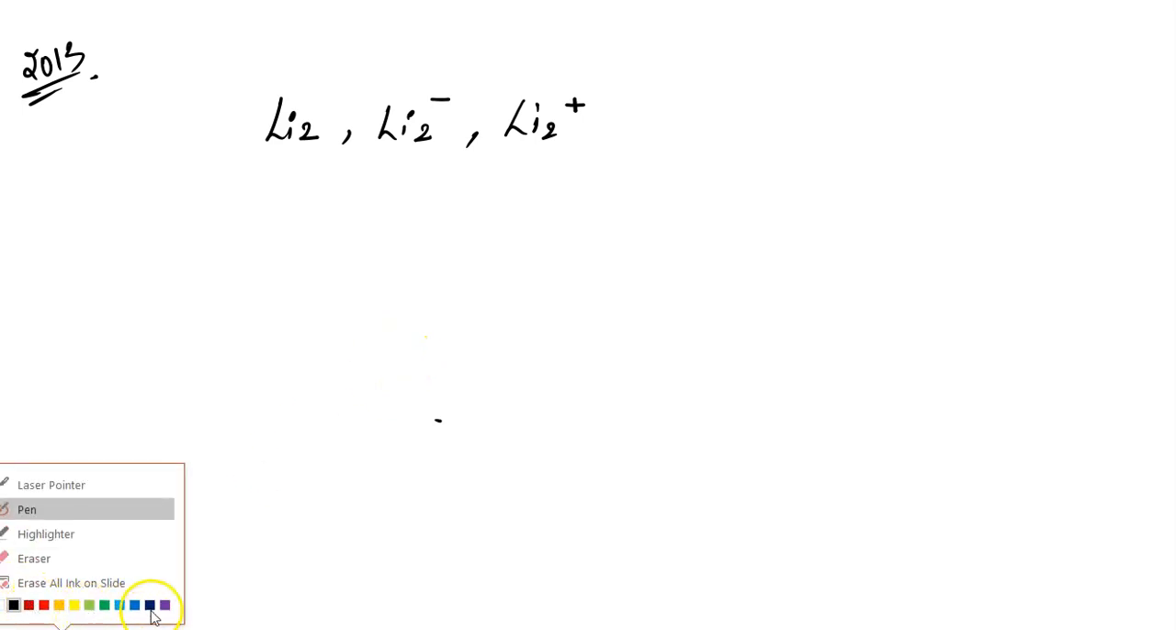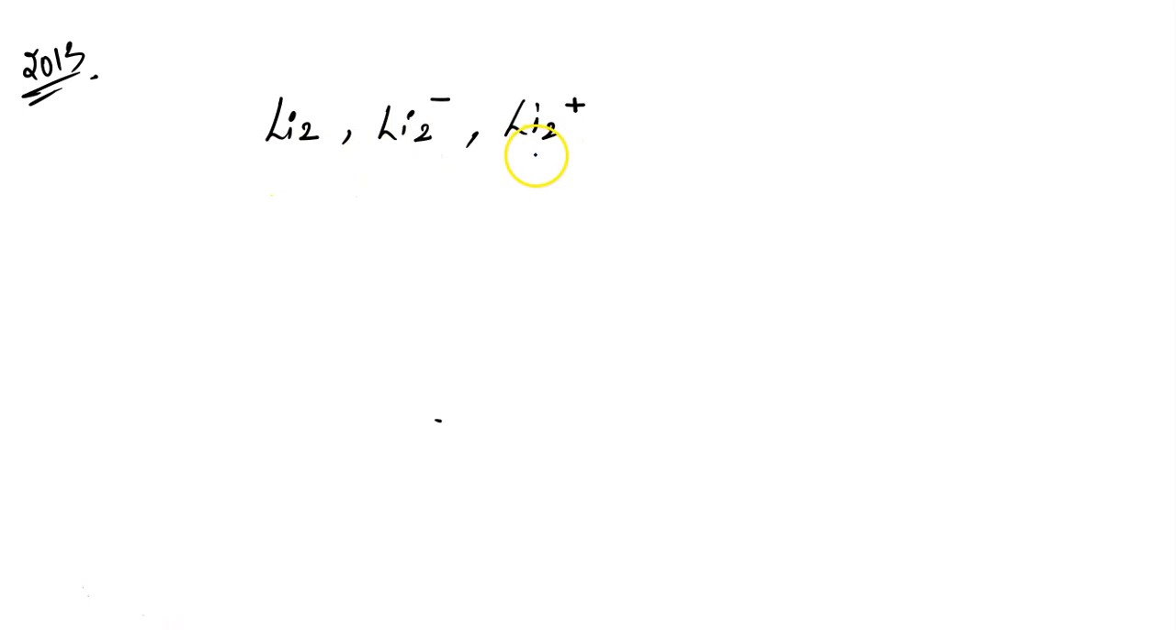So this is the first question of the class today. The question was asked in the 2013 JEE Mains paper. And the question is: the stability of the species Li2, Li2 minus and Li2 plus in increasing order is. So they have given three species as you already see on the screen, and you have to arrange them in the increasing order of stability.